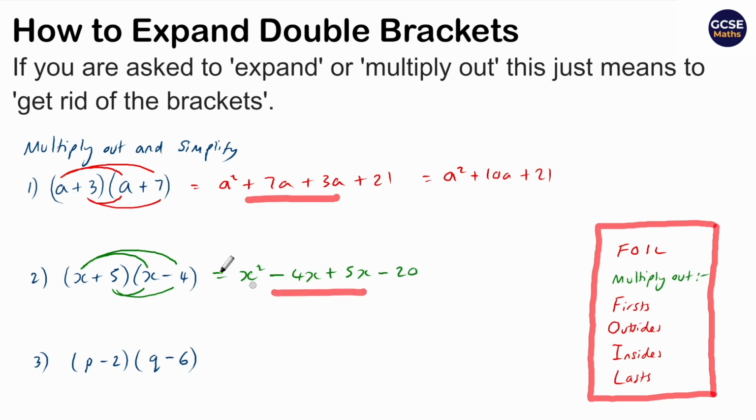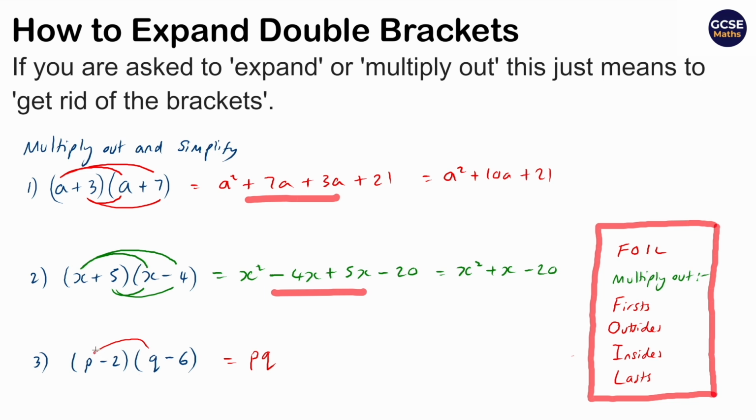Collect the like terms. The x terms are the like terms. Notice x squared is not the same as x because x is to the power of 1, x squared is to the power of 2. So we are left with x squared minus 4x plus 5x, which is 1x. We don't write the 1, it's just plus x minus 20. And that is it.